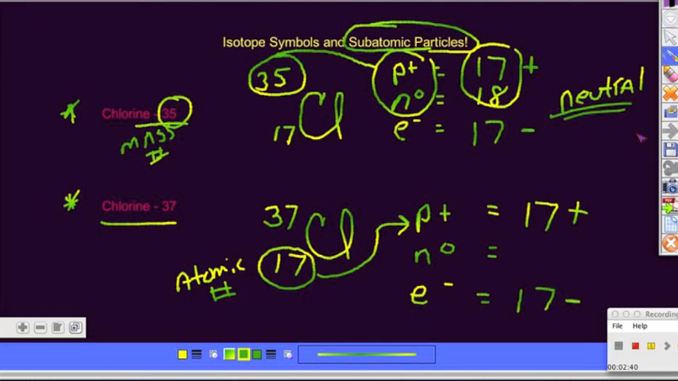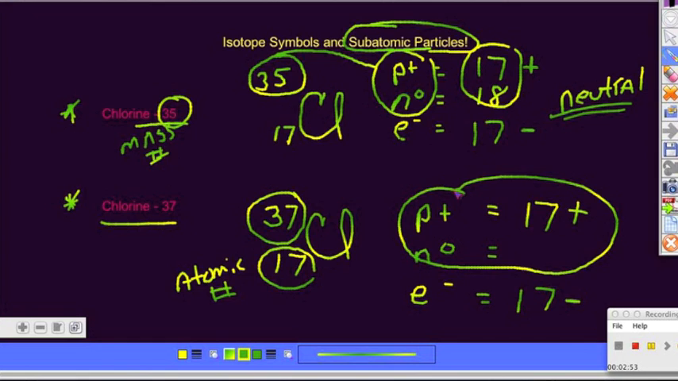To determine the number of neutrons, we will take the mass number 37 and look at our protons and neutrons. The sums of these two particles must add up to the mass of the atom. So 17 is how many protons we have, and therefore the number of neutrons that there must be is 20.